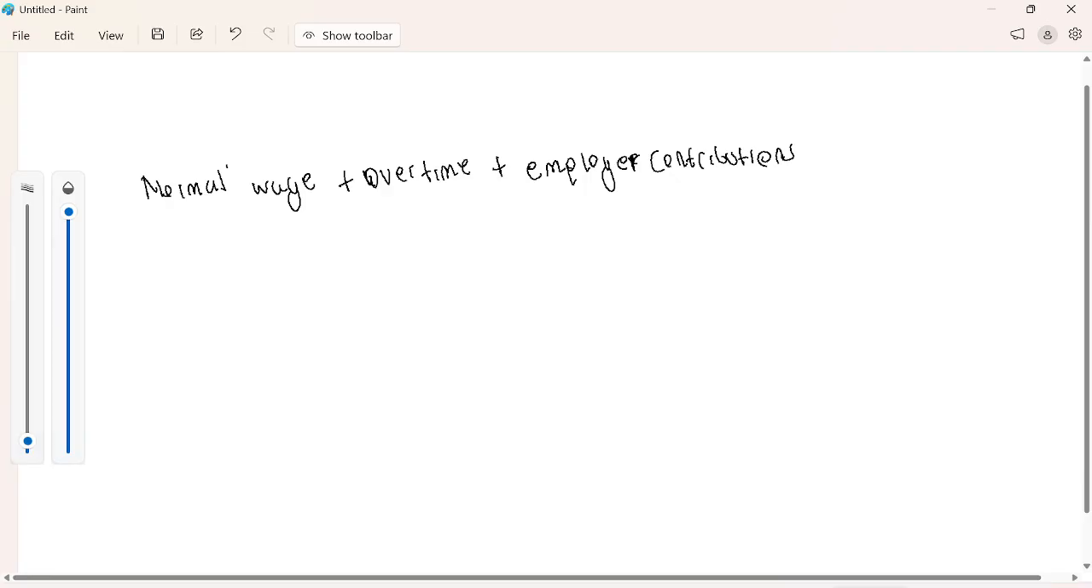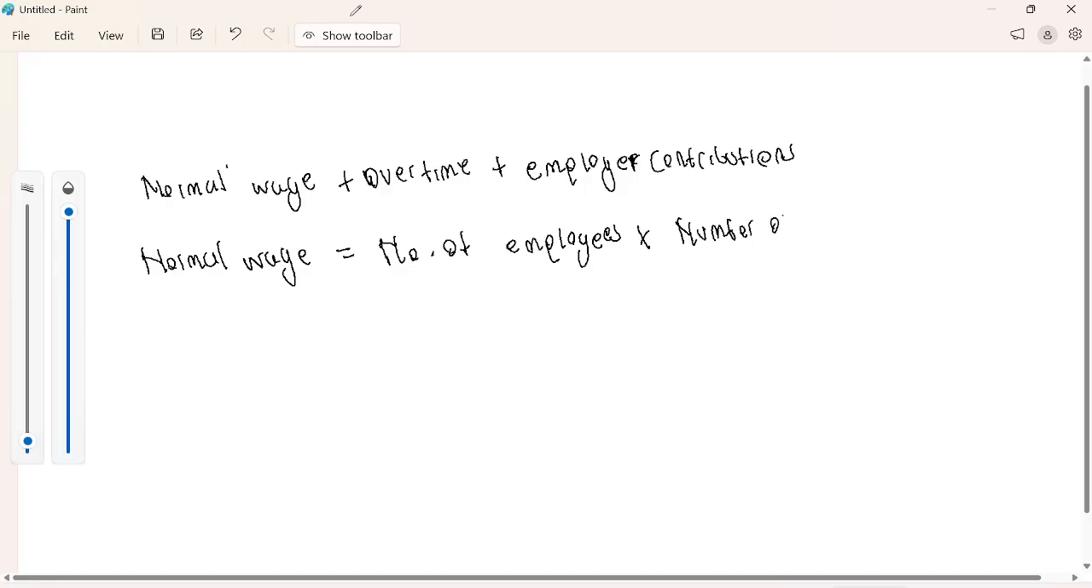Now, how do you find your normal wage? Your normal wage is going to be something like this: your normal wage is equal to the number of employees, then you multiply it by the number of hours worked, multiplied by the rate.